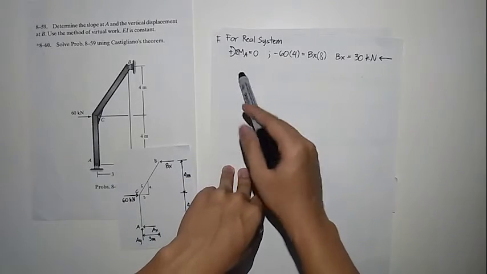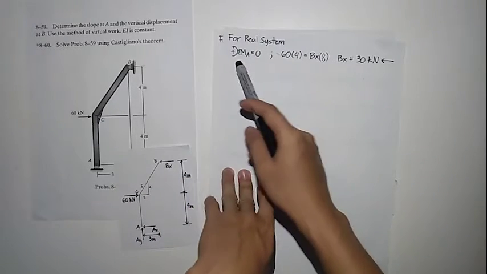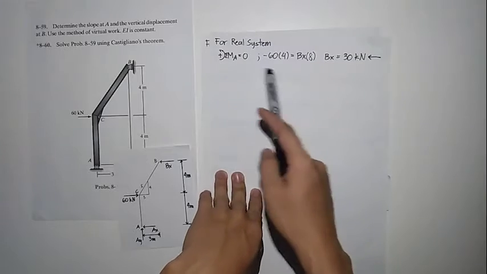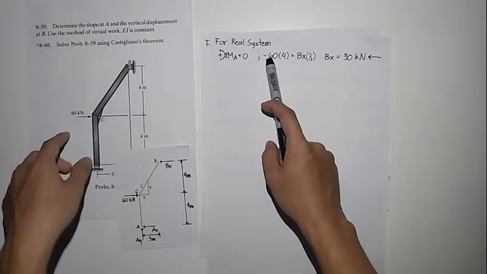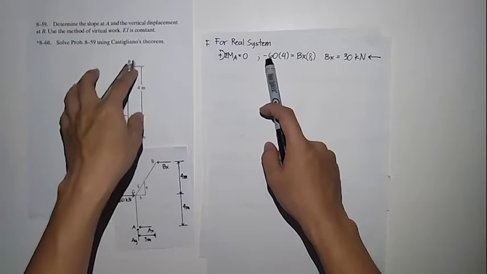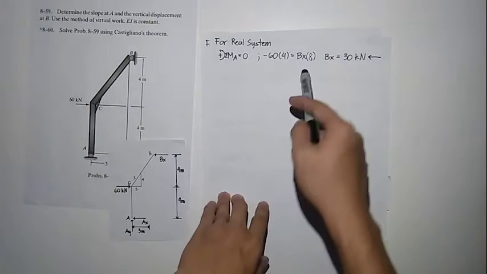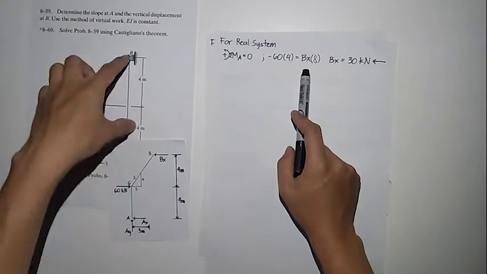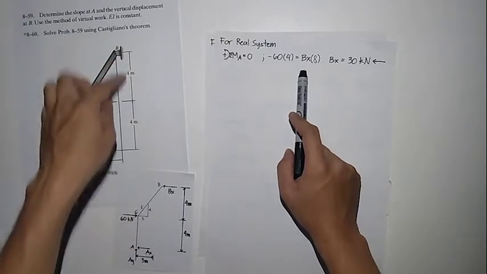Magmo-moment lang po tayo sa A. So, counterclockwise is positive and the summation of moment A equals to 0. Negative 60 times 4, its moment arm hanggang sa A, equals to BX times 8, kasi po ito ang moment arm niya na hanggang 8.